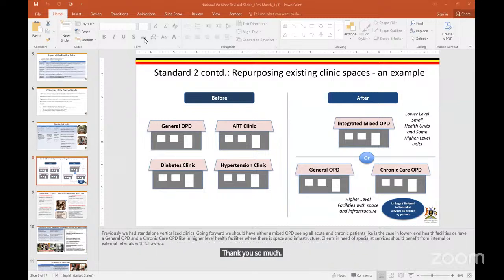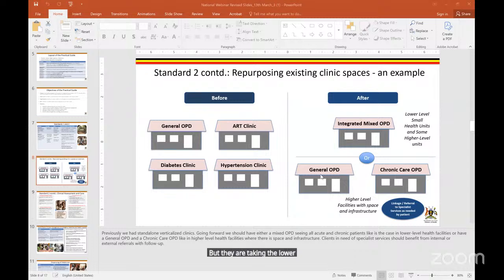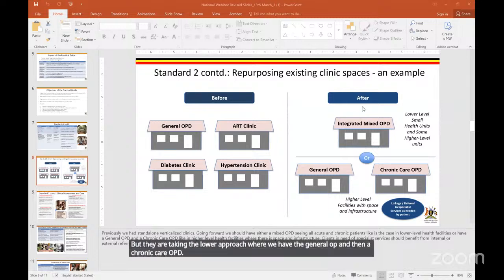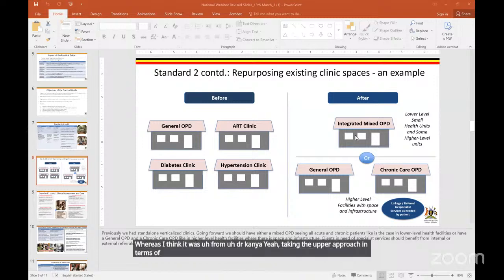Thank you so much, Lila team. And I think most regional referral hospitals are taking the lower approach. I've shared this slide for those of you who did not understand the process we are talking about. They are taking the lower approach, where we have the general OPD and the chronic care OPD, whereas I think it was from Dr. Kamia, they are taking the upper approach in terms of having the OPD and chronic care in the same building.